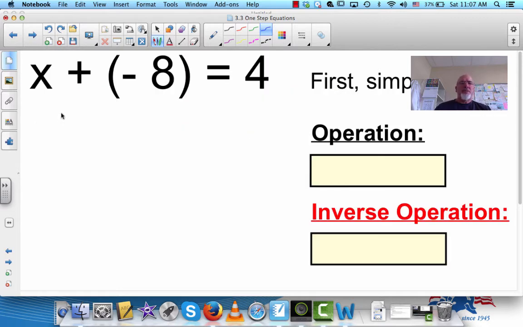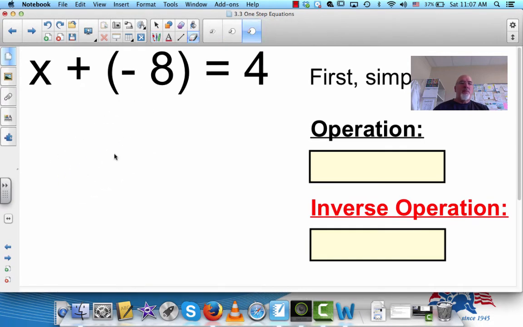This time it looks a little bit different. We've got x plus a minus 8. This is sort of like if you have 2 fourths. 2/4 is okay, but you're supposed to simplify it and get 1/2. So what we're supposed to do here is, instead of leaving it as a plus minus, we're going to first simplify it. And so when we simplify a plus minus, you know that a plus minus makes a minus.